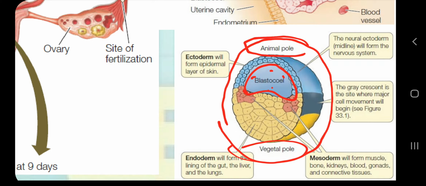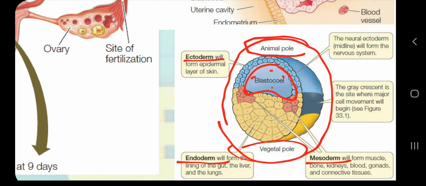It is what is written here, animal pole and vegetal pole. I was saying that this developing embryo has some poles or some polarity. Because of that, cells decide what to make, what not to make. Ectoderm, endoderm, and mesoderm. I'm sure that you have heard about these terms in class 11th diversity, when we were talking about animal classification. So we have used these terms, ectoderm, endoderm, and mesoderm.